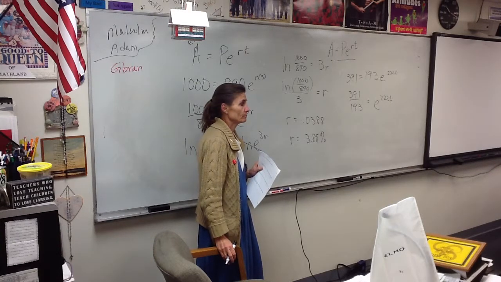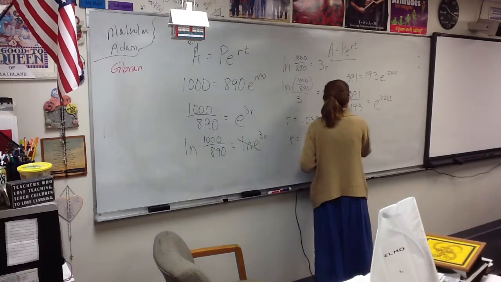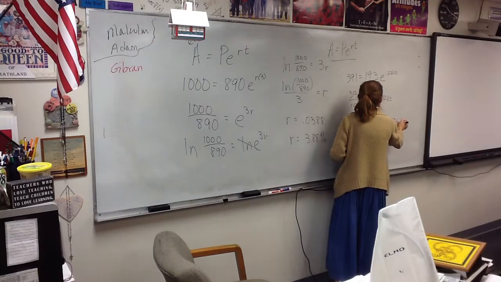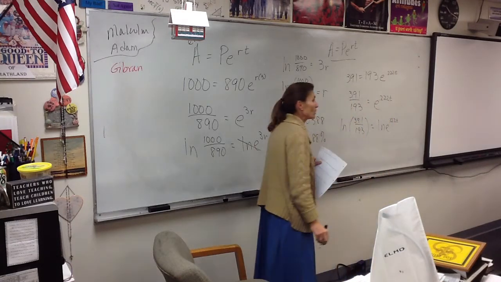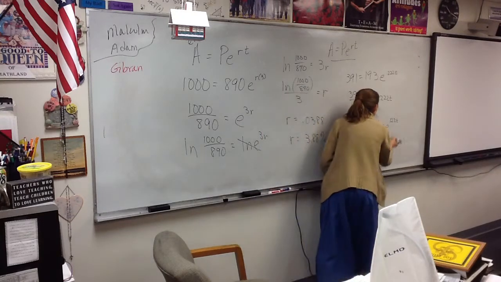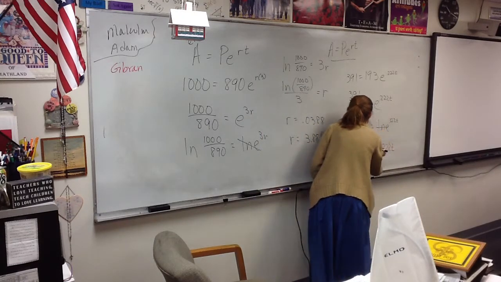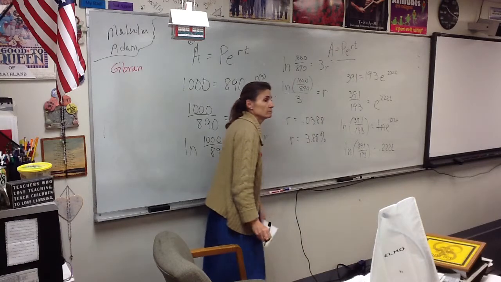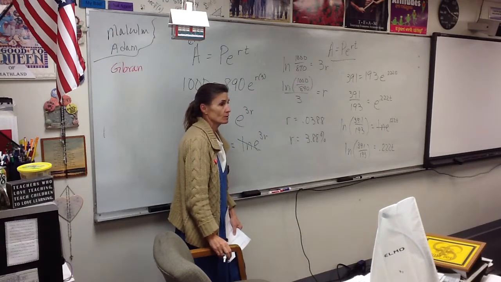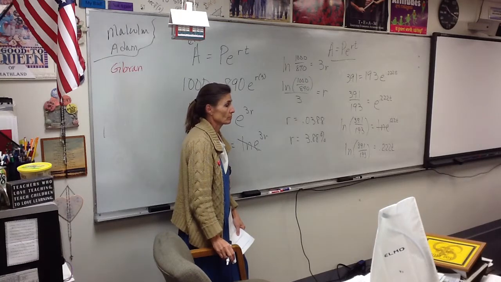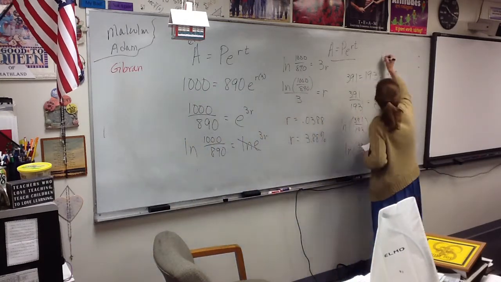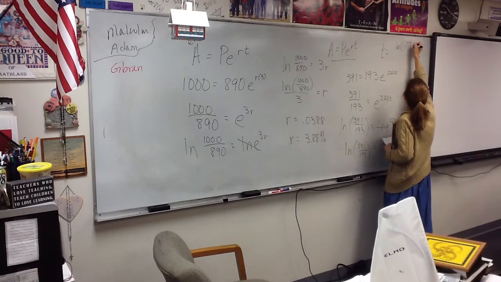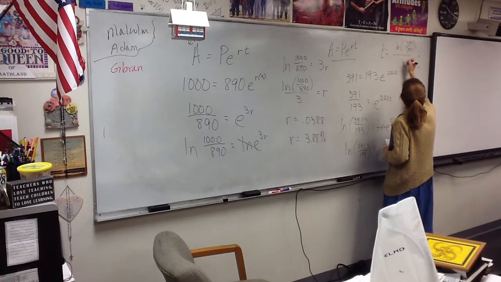Next step, ln both sides. Very good. What's going to happen over here on the right when I ln e to the 0.222t? The e goes out, and I'm just going to have 0.222t. You good with that? So I'm going to divide by 0.222. My answer is going to be ln of 391 over 193, divided by 0.222.